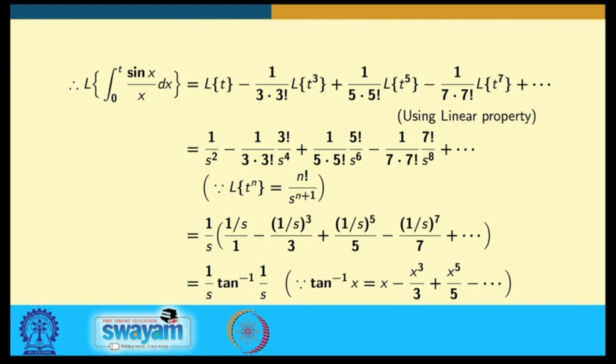This we have already done, how to find out, and this again I can write in terms of a series like this, and this equals nothing but 1 by s tan inverse 1 by s, because for tan inverse x the series I have written is x minus x cube by 3 plus x to the power 5 by 5, like this way. So, if you see, I am solving the same problem with various methods.